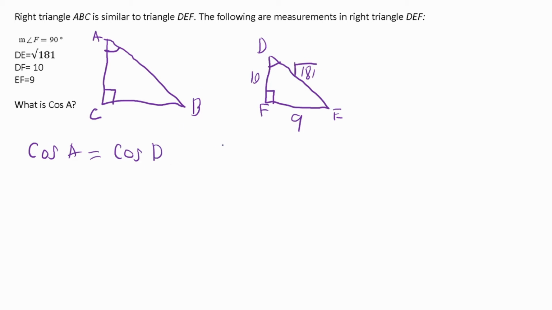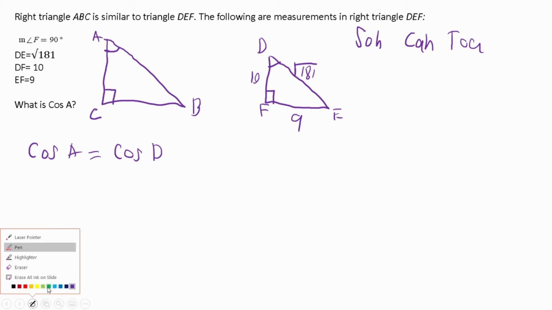All right? So then, what's the cosine of D? Well, remember our SOHCAHTOA. SOHCAHTOA, right? And that will tell us what cosine is. It's adjacent over hypotenuse. So let's label the sides here, right? So if we label our sides with D as our reference, right? That's our home base.